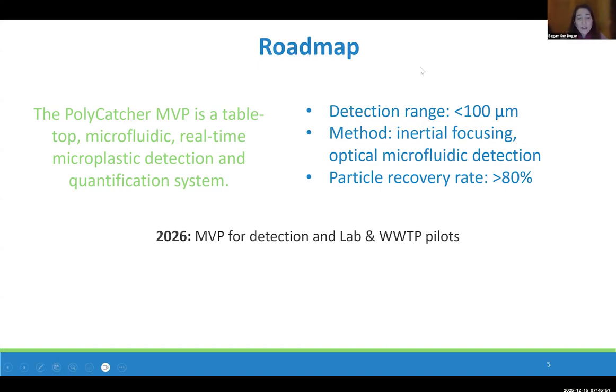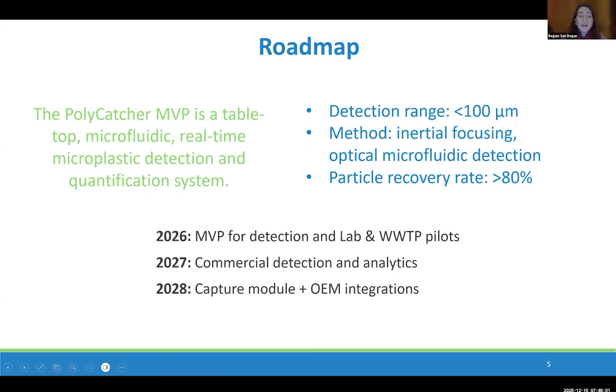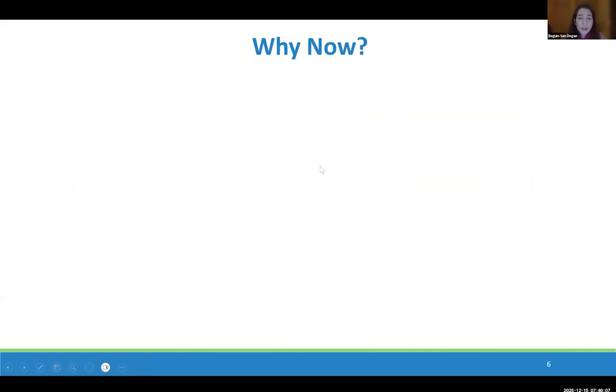In 26, we will show our MVP with some pilot tests. In 27, we are aiming commercial detection with the Polycatcher. And after 28, we will add capture model and degradation model for our expansion of our business.